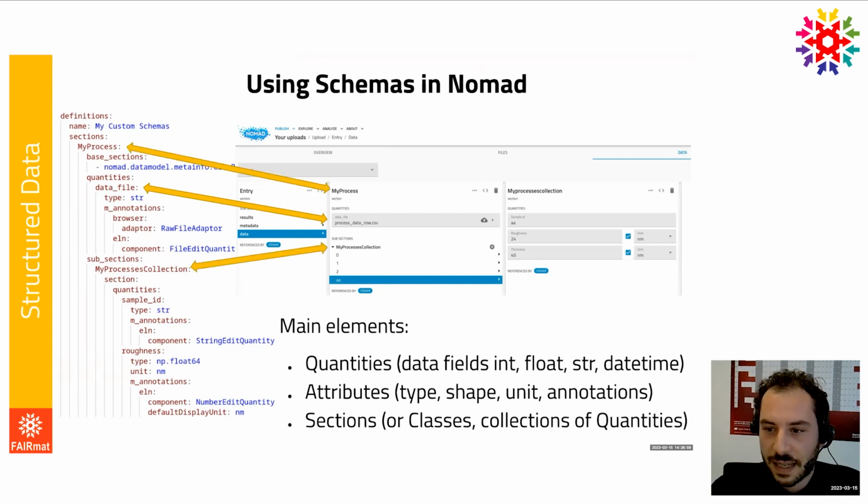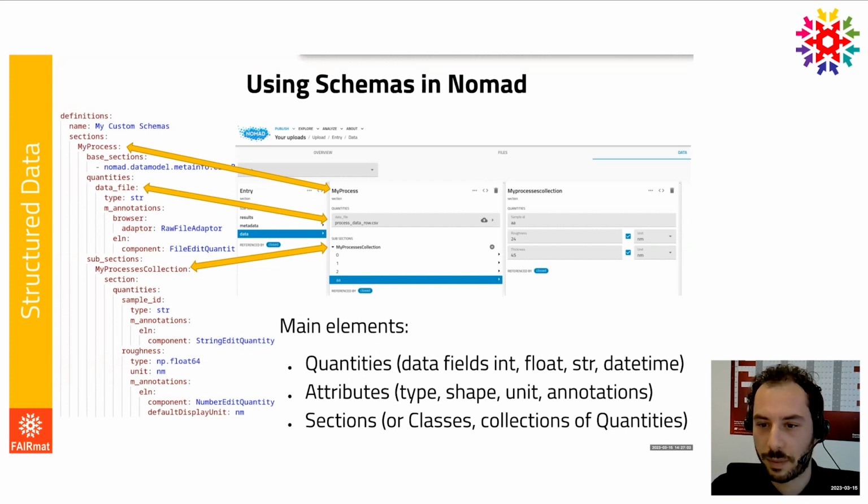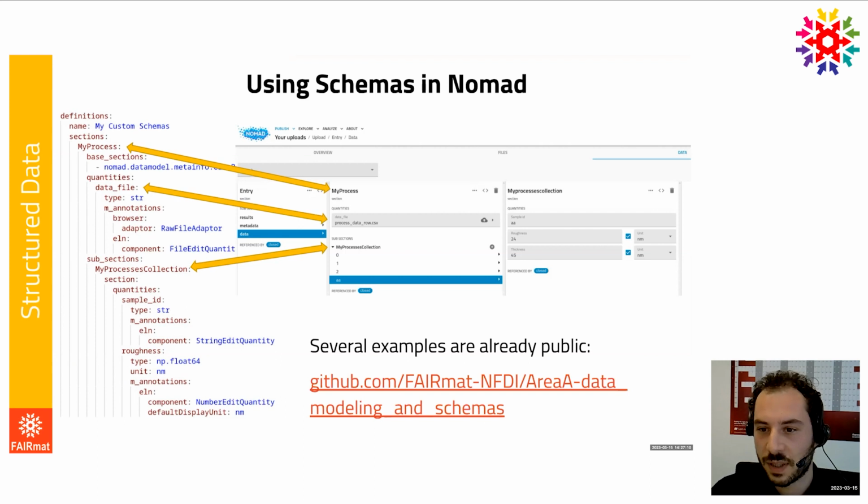After this, we also have sections, which are also called classes if we want to refer to a more Pythonic language. And these are simply collections of quantities in our case. So you can check out some of the schemas that we already designed for several use cases in this GitHub repo here. And you can also feel free to upload them in your NOMAD just to give it a try, and also to write issues into the repo if you want to discuss something together.